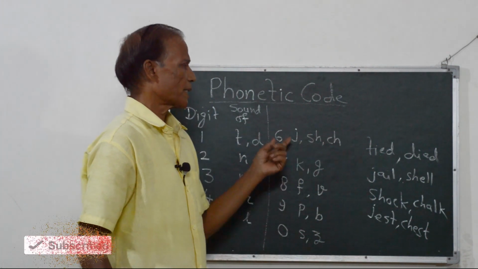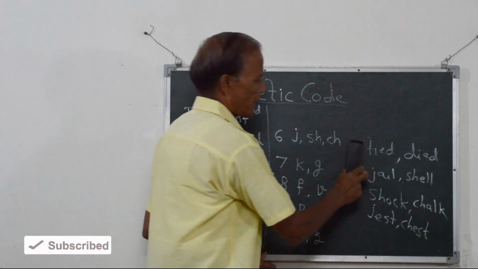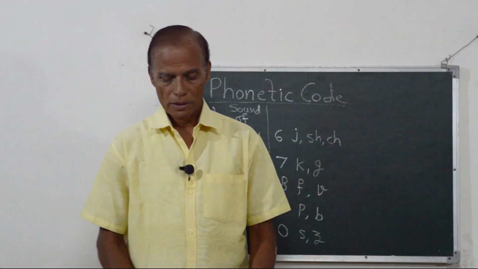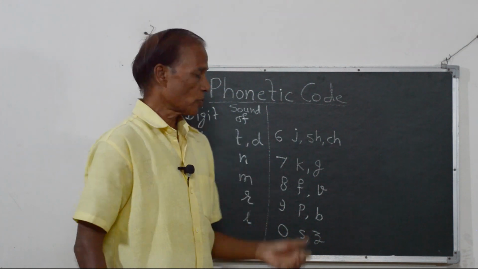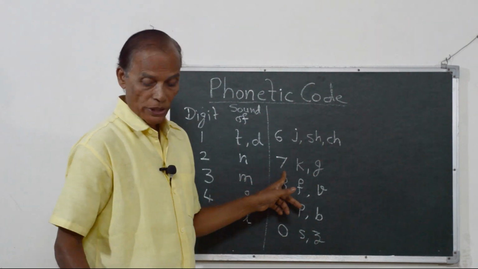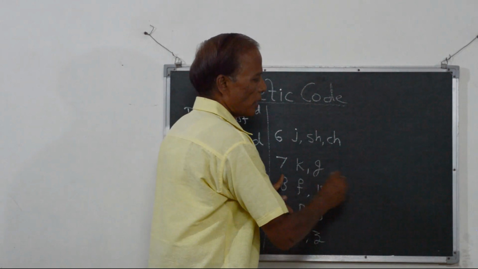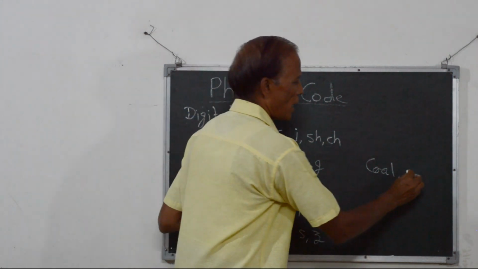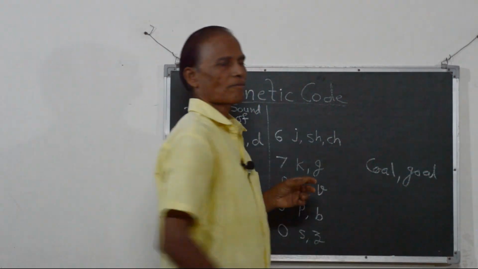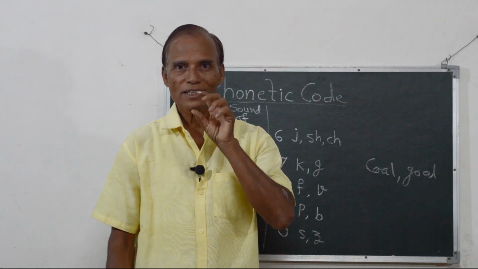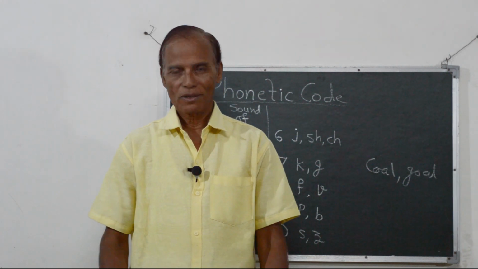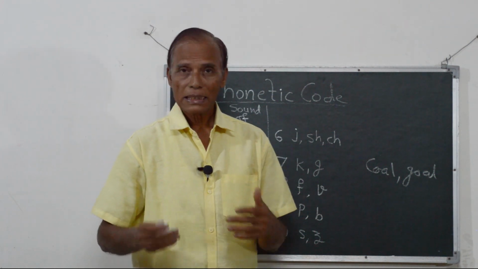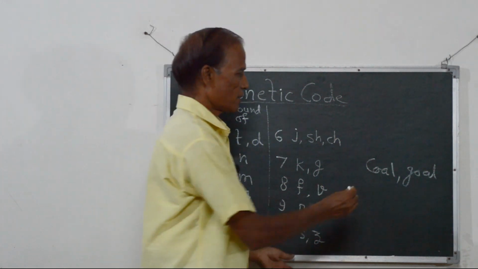So that's why we are taking these three different letters, and this also provides flexibility in converting numbers to text. Then let us come to 7. Two letters K and G. Just pronounce coal and goal. Coal, goal. See the mouth movement, the shape of the mouth, that will be the same. Coal, goal. Correct? Or came, game.